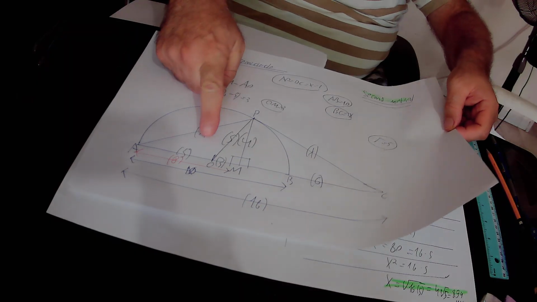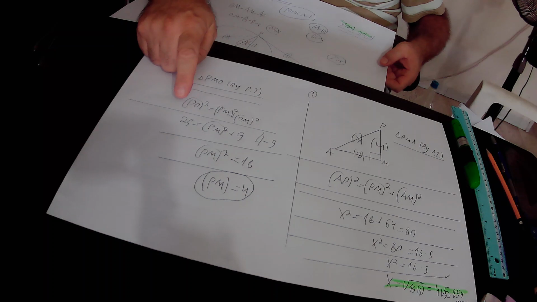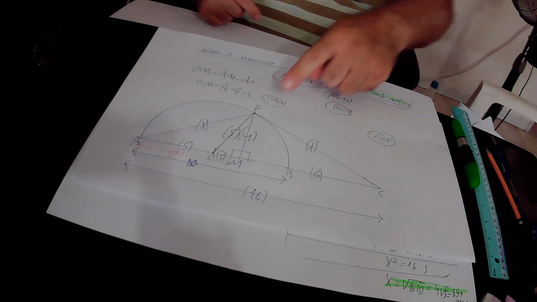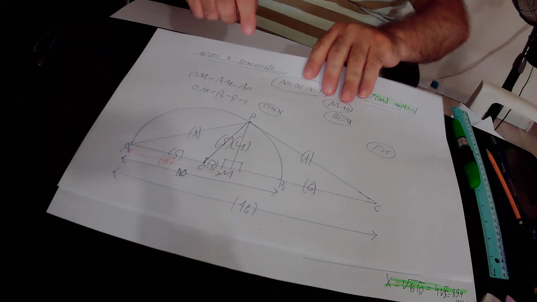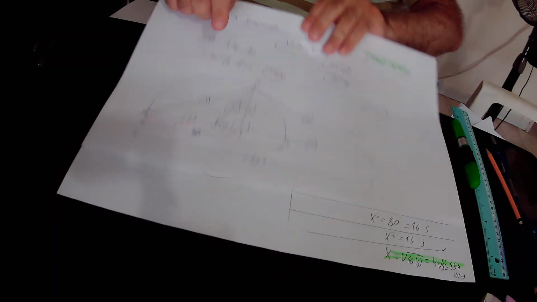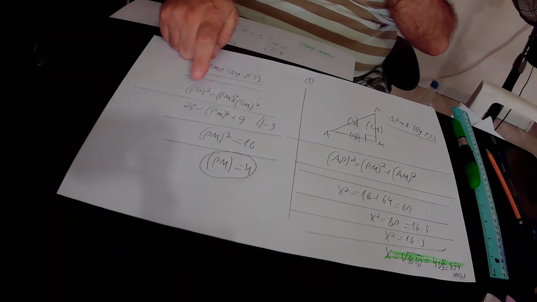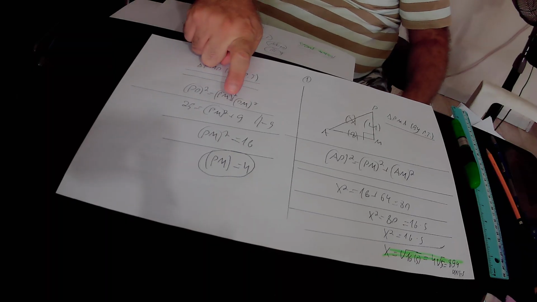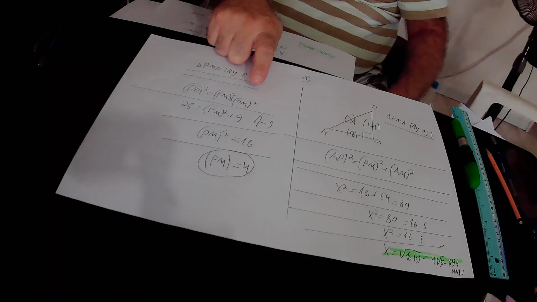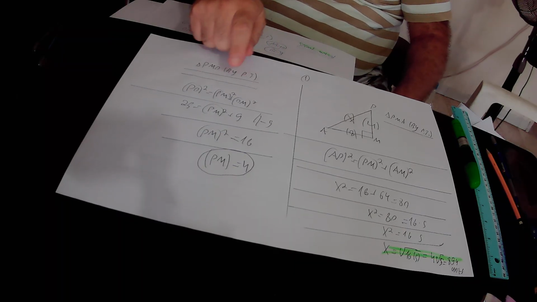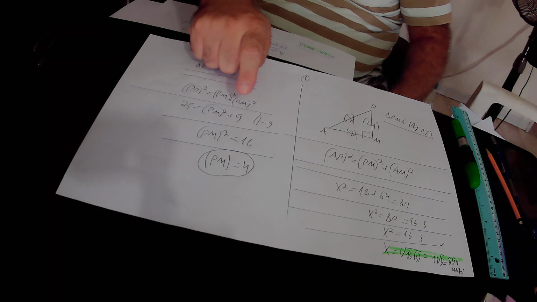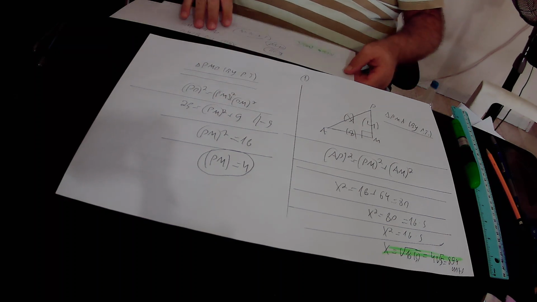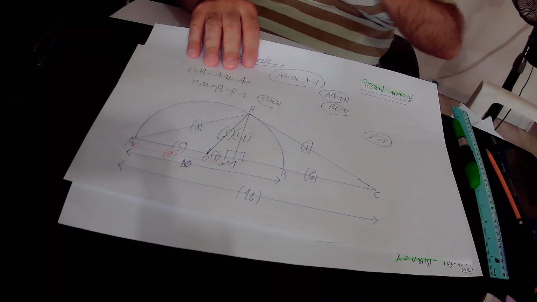PO is 5, therefore PO squared is 5 squared, that is 25, and it equals PM squared plus OM squared. OM is 3, therefore OM squared is 9. So 25 equals PM squared plus 9. Subtracting 9, PM squared equals 25 minus 9, that is 16. Taking the square root, PM equals 4 units in length.